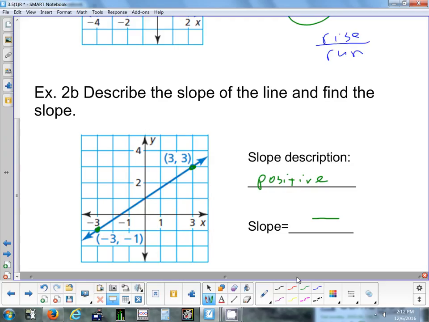What should I do first? Let's do the up. How many up do we have to go? Does anybody think 4? Let's see. 1, 2, 3, 4. Yep. So my rise is 4. And how about the run? Kyle? 6. 1, 2, 3, 4, 5, 6. Any questions on why it's 6?